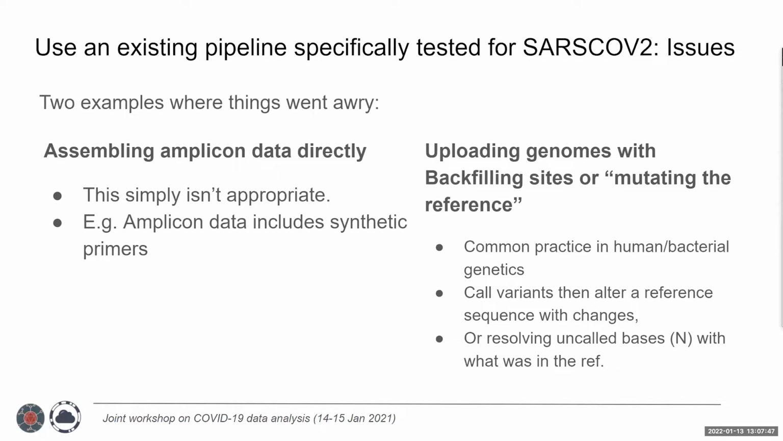One of the more complicated examples is people adapted a practice that was common in human and bacterial genetics, where you map the reads to a reference, you call the variants, and then in areas where you have gaps, you backfill with the reference genome. Other times people might call variants and then alter a reference genome, and other times people will have a reference genome and then they'll take the mutations and sort of drop them into the reference sequence and make this mutated reference to represent their actual sample. In all three cases, this is not something that's common in SARS-CoV-2 genomics.